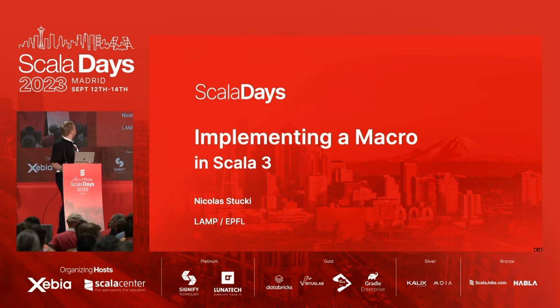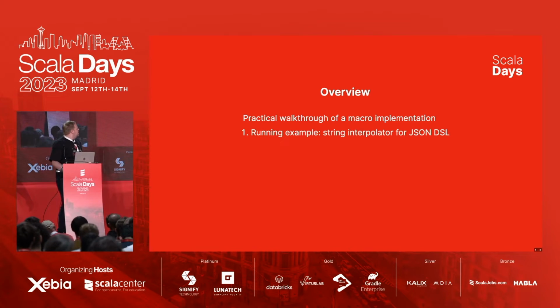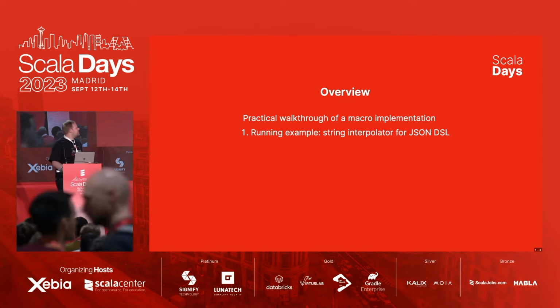Yeah, so let's get started. In this talk, we're going to walk through a practical implementation of a macro. For this, we're going to use a string interpolator for a small JSON DSL as our running example.